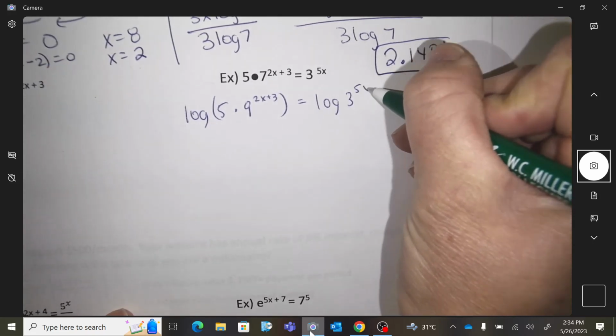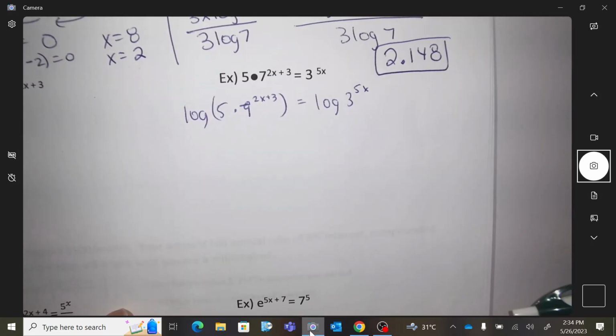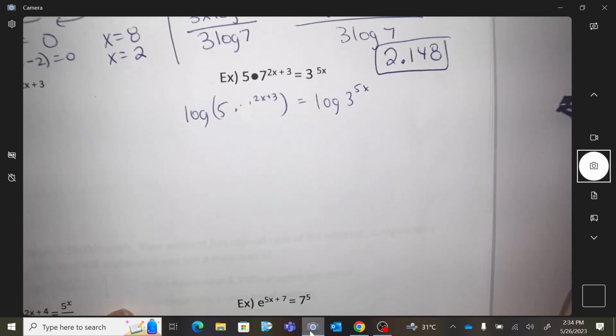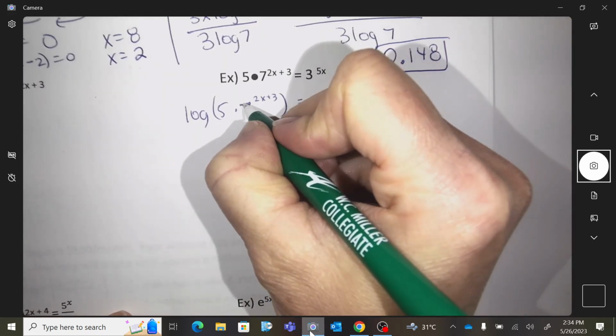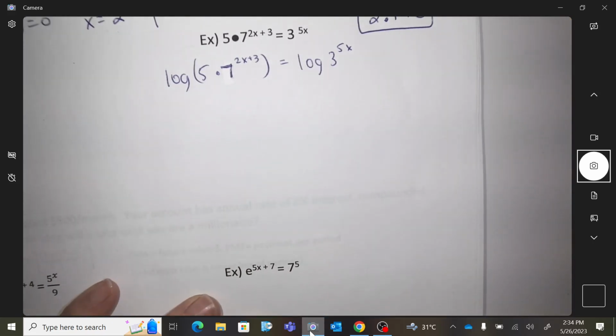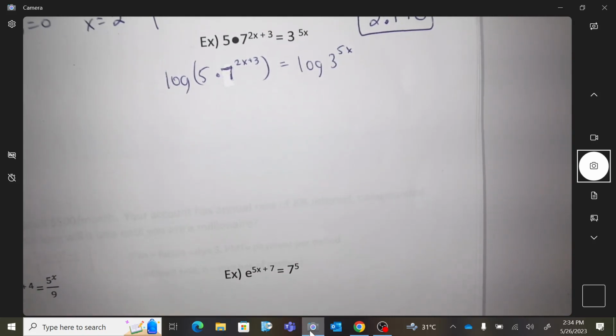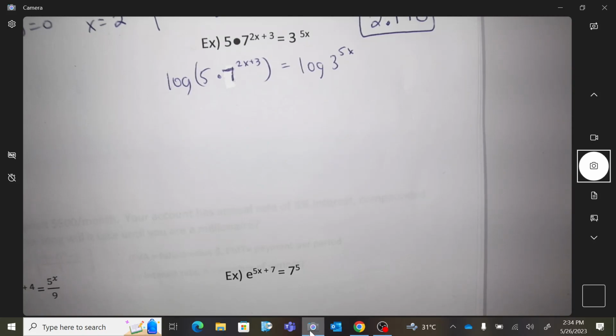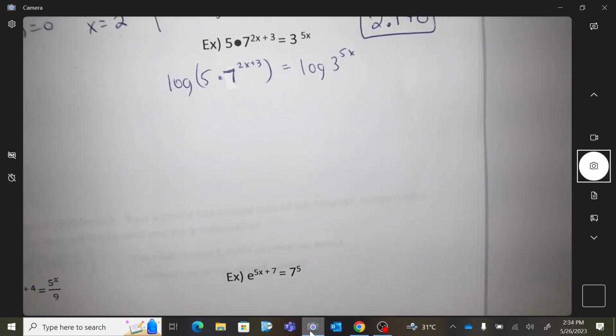5 times 7? Oops, 7, not 9, right? Okay, so it was exponential, so I'm going to log both sides. So log was in the front, it's not 3 log? No, you log. And then why doesn't the exponent become the coefficient? We will. I didn't do anything yet. Okay, ready?